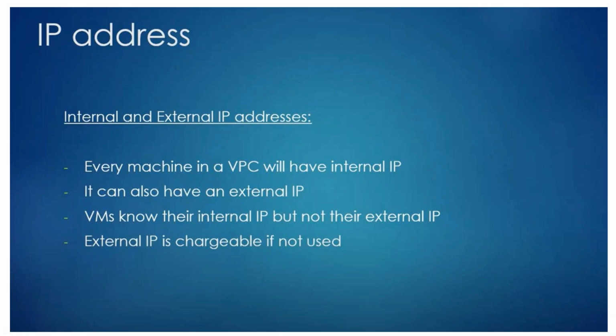IP addresses. What is an IP address? Internal and external IP addresses. Every machine in a VPC will have an internal IP. It can also have an external IP. VMs know their internal IP, but not their external IP, right? An external IP is chargeable if not used. So here there is a condition: whenever you are not using an external IP, it would be charged.